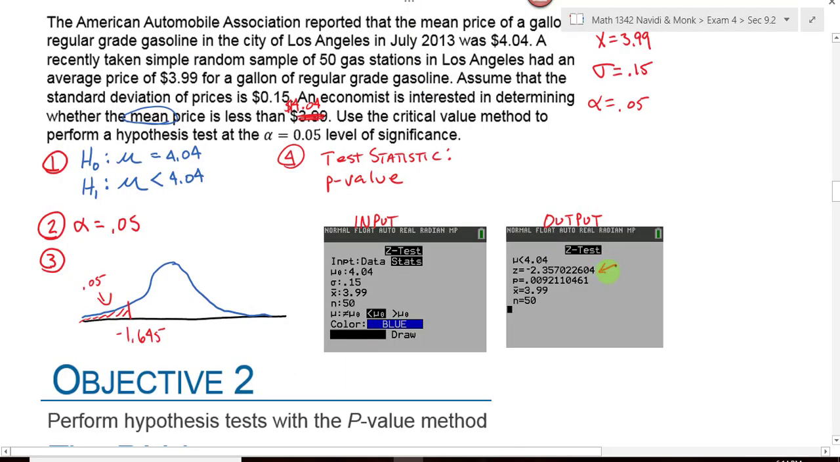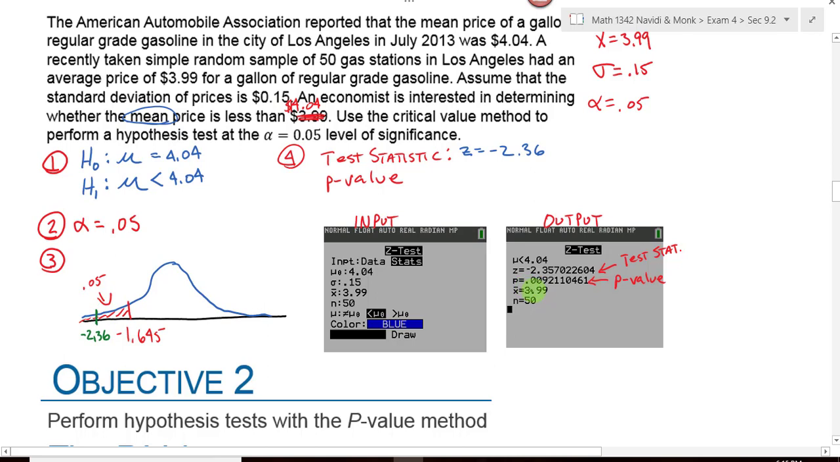This number right here is your test statistic. It's a z-score. This is something called the p-value, and I'll explain what that means in just a minute. And then you see the mean and the sample size. So looking at this output, we would say that our test statistic is z equals -2.36. -2.36 is going to be over here. So my test statistic fell in this red region.